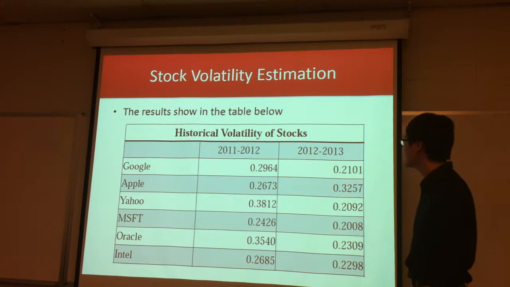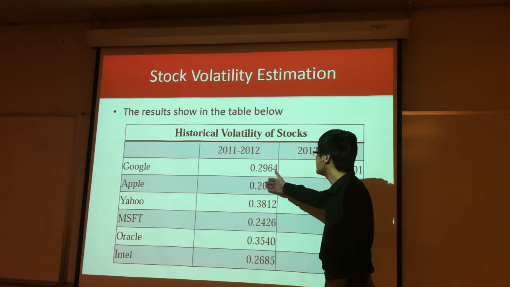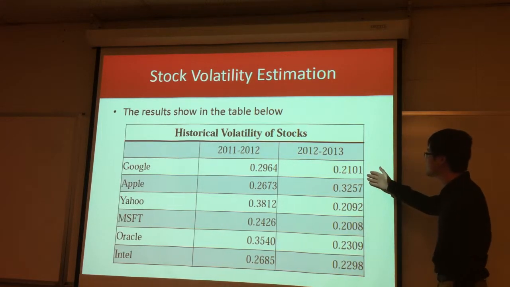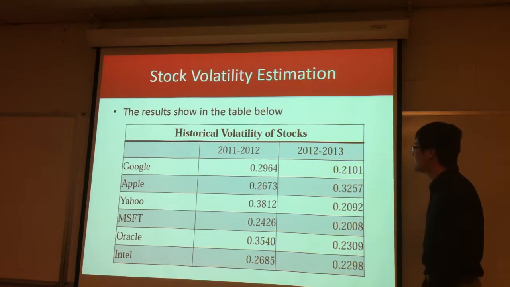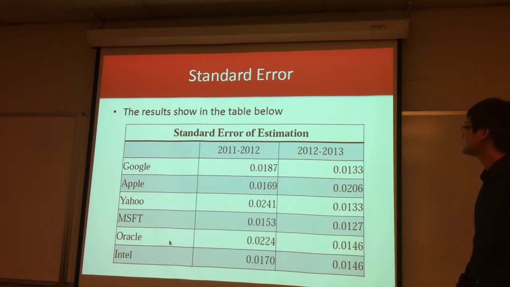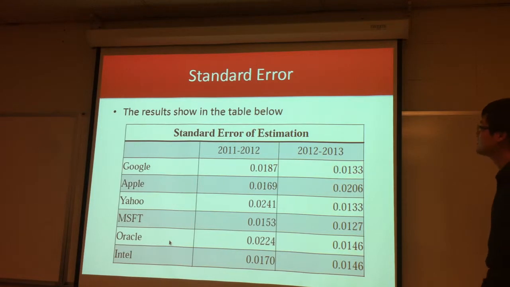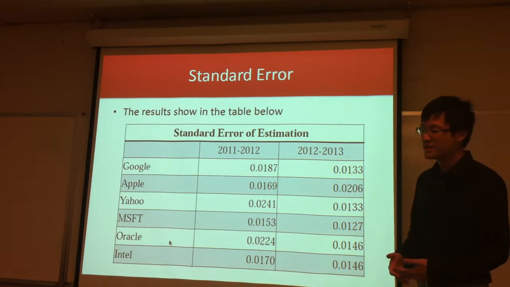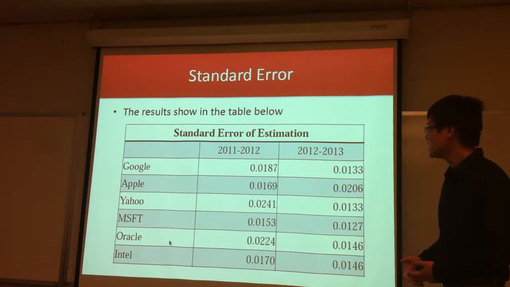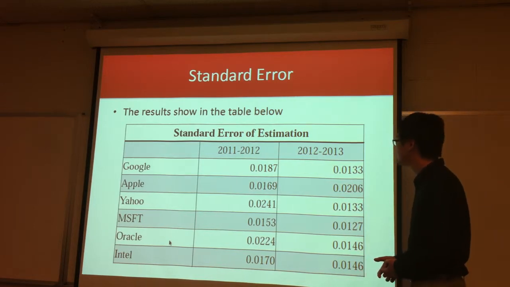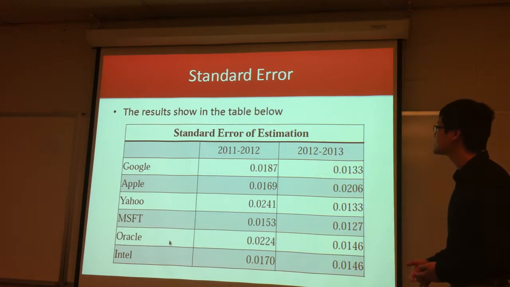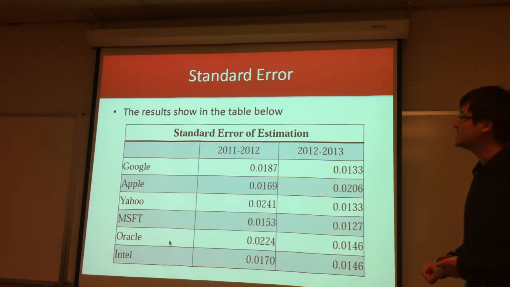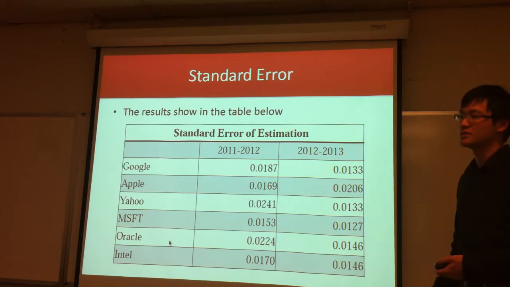We can find that the volatility in 2011 to 2012 is generally greater than in 2012 to 2013 for most stocks. And this shows the standard error of the estimation. Standard error measures the accuracy of the estimation. We can see most of the standard errors are between 1% and 2%. It means that the estimate will vary by about 2%.